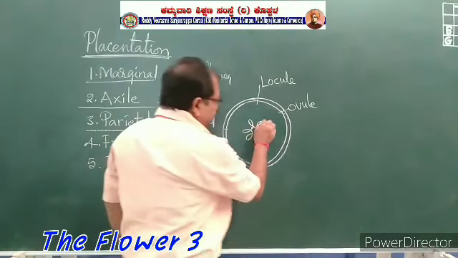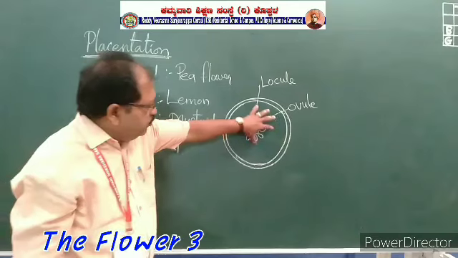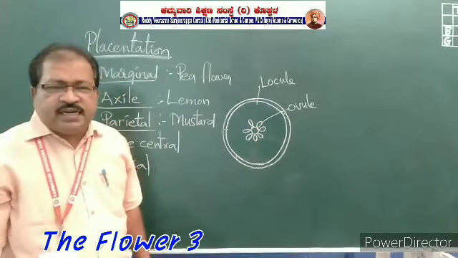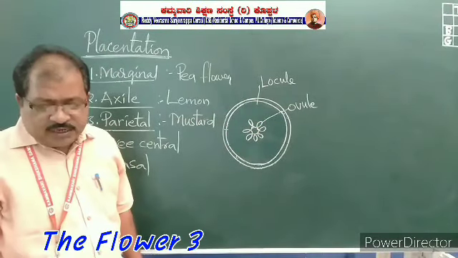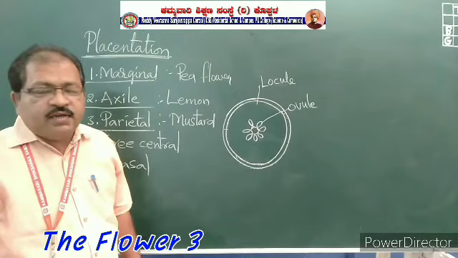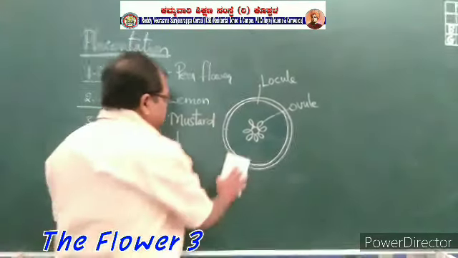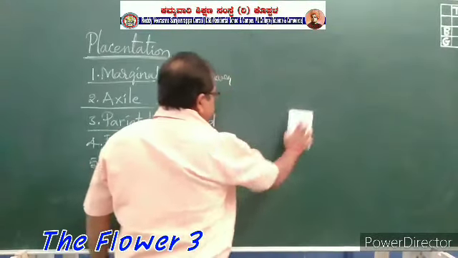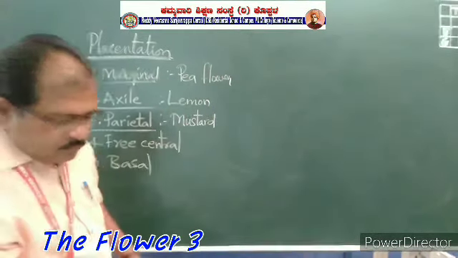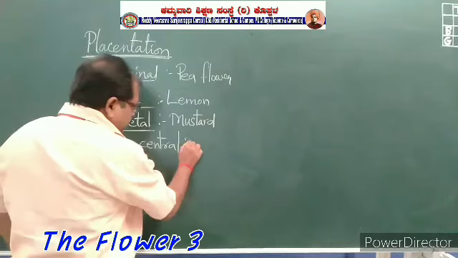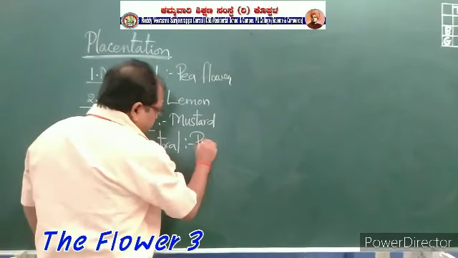These are the ovules, and only one locule is presented. This is called free central. Okay, and the next one is basal placentation. Free central, this is papaya.